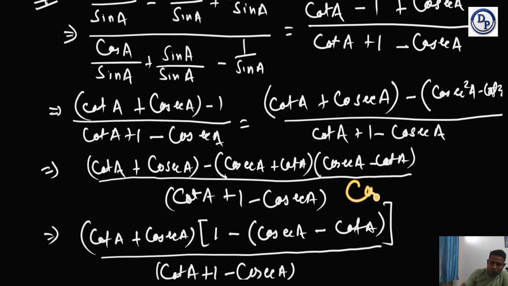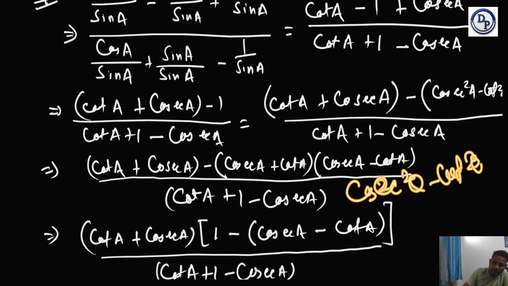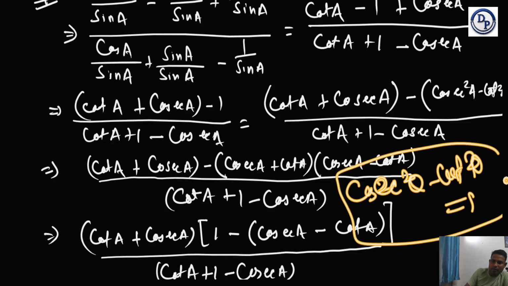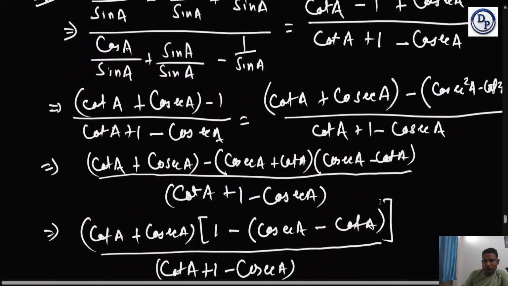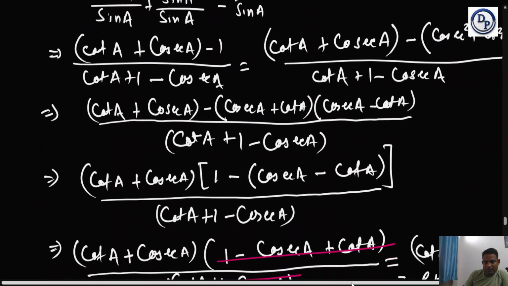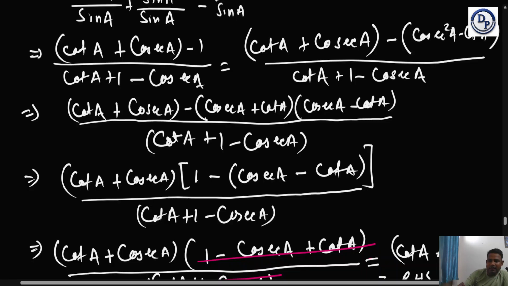Because we know cosec square A minus cot square A gives us 1. This is one kind of identity we have already proved in our lectures. So therefore, in that place, what we did, we simply wrote this 1 as cosec square A minus cot square A. Okay. So now I have written this cosec square A minus cot square A.